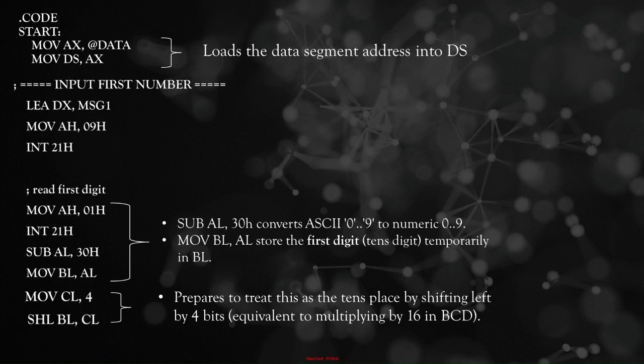lea dx, msg1, mov ah, 09h, and int 21h. Here, I load the offset address of msg1 into DX with lea dx, msg1. Then I set AH equal to 09h to select DOS interrupt 21h function 09 and call int 21h to display "Enter first two-digit number" on the screen.